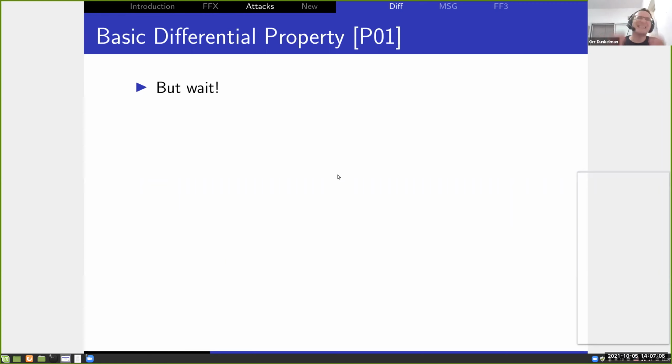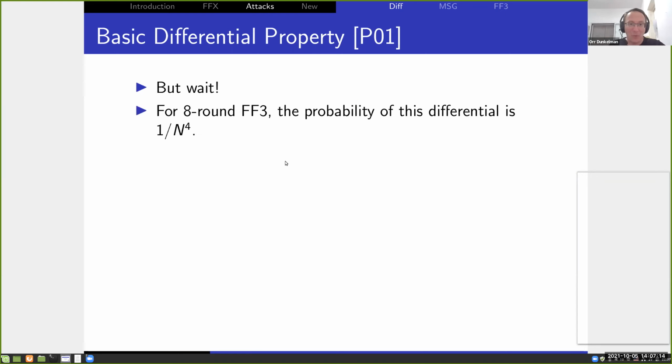But there is just a slight technical detail. I forgot to tell you something. You see, if you look at FF3 with 8 rounds, the probability is 1/n to the power 4, right? 8 rounds. This is what we just said. The number of rounds is 8, so there are 4 such transitions. The probability is 1/n^4.